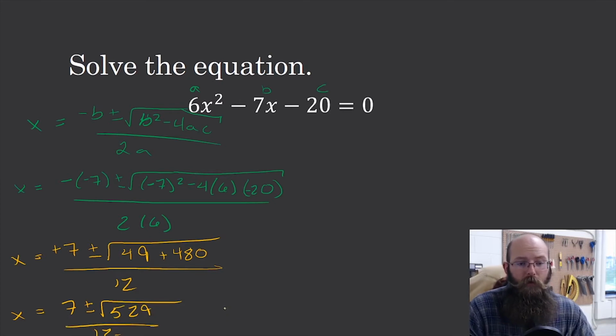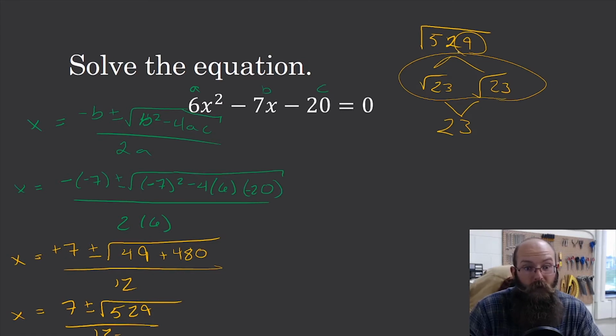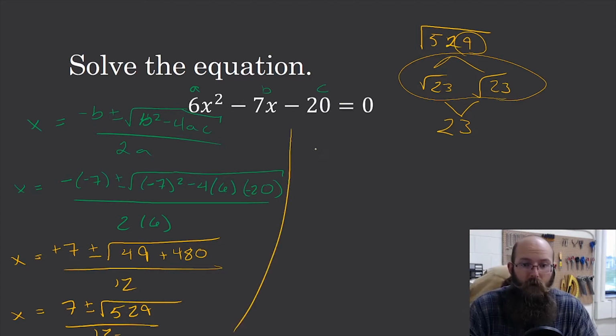Now, I need to try and take the square root of 529. The square root of 529 is just 23. Let us simplify now with knowing that information. So x equals 7 plus or minus 23 all over 12. Then again, I need to split this up into the two cases.